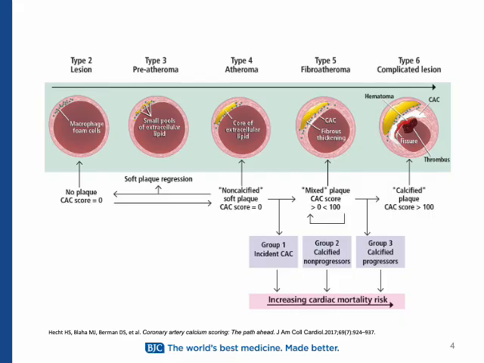At the far end of the spectrum are complicated lesions. These are plaques that can fissure or rupture, leading to thrombosis and to myocardial infarction, or heart attack. So the calcium score isn't measuring blockages directly, it's really measuring how much atherosclerotic disease has accumulated over time, which is why risk increases as the score goes up.